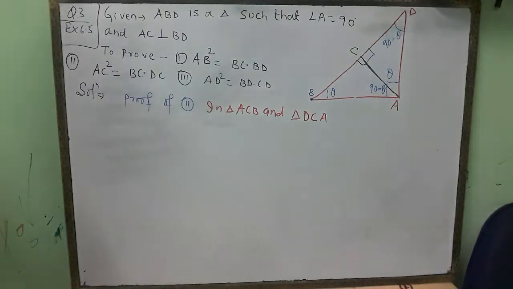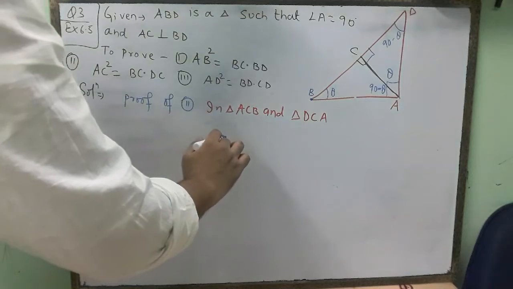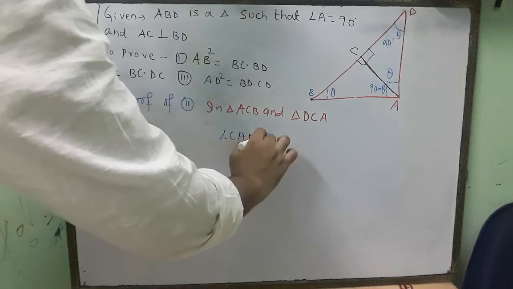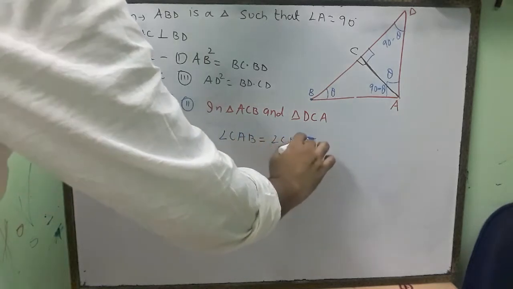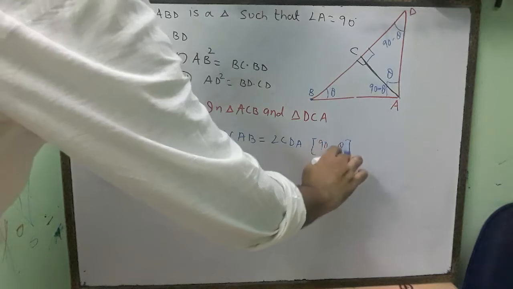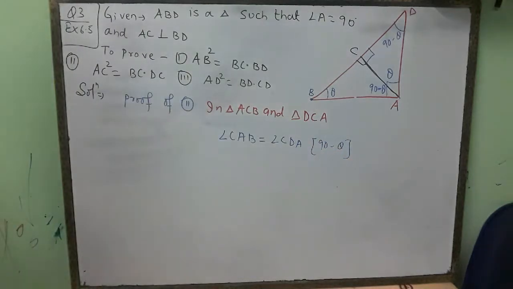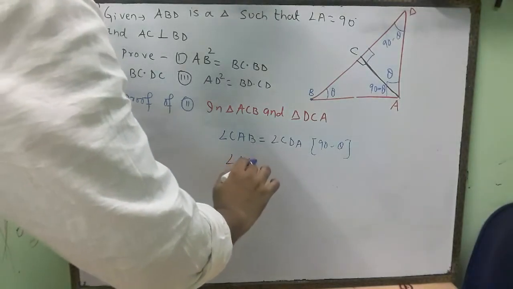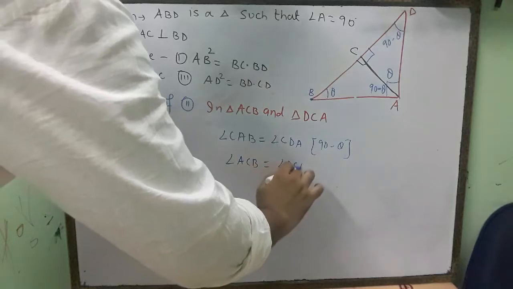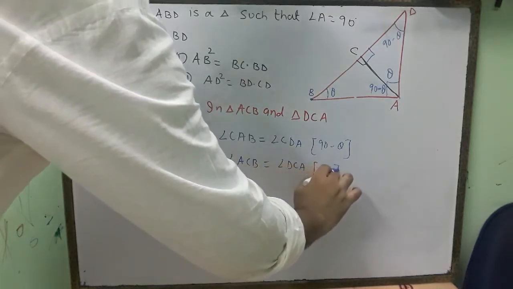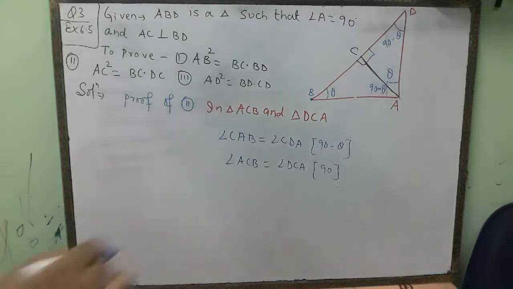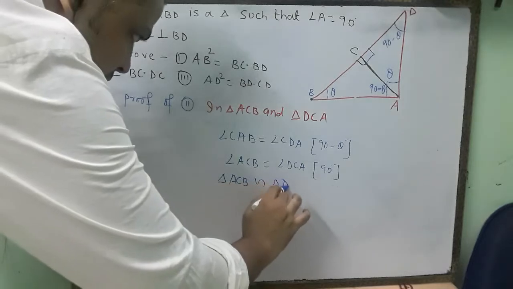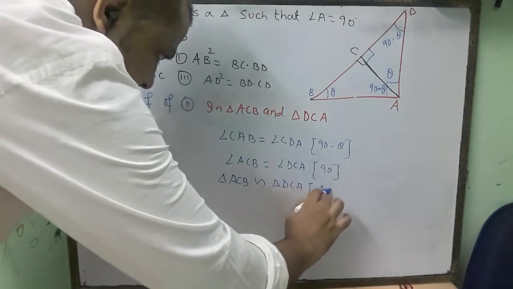Now in this situation we have to say that angle CAB is equal to angle CDA, that is equal to 90 minus theta. Now the one angle is 90, so angle ACB is equal to angle DCA, that is equal to 90. Now the triangles are similar, so we can say that triangle ACB is similar to triangle DCA, the criteria is angle.